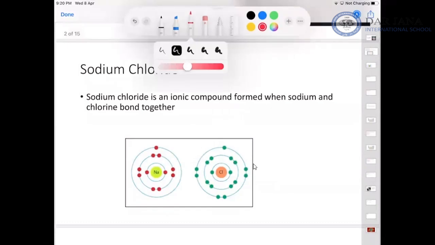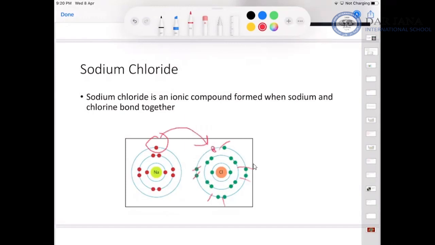Let's take sodium chloride as an example. Sodium chloride, or table salt. So we have the sodium atom. It has 1 valence electron because it's in group 1. Chlorine has 7 valence electrons because it's in group 17. 1, 2, 3, 4, 5, 6, 7. So sodium will lose 1 electron. Chlorine will take this electron. Now, sodium has 8 valence electrons in its outermost energy level, and chloride has 8 valence electrons in its outer energy level. They both have the configuration of the noble gas.